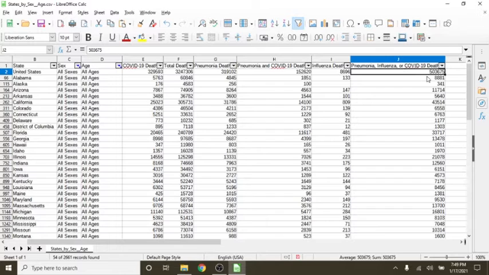Well, this is 503,000, yet the total deaths over here is only, the total deaths over here. No, but if this adds up all three of these columns here, this is kind of strange, isn't it? Okay.